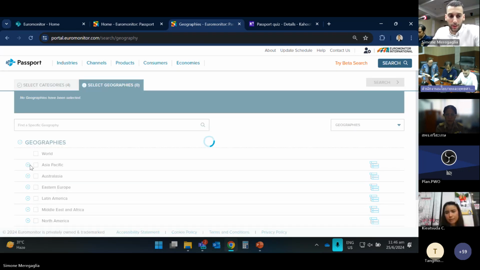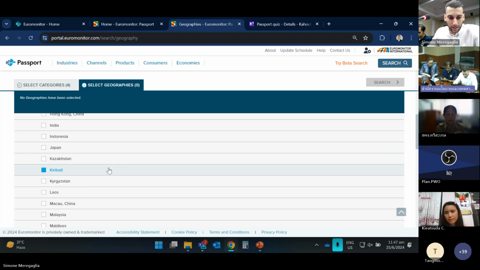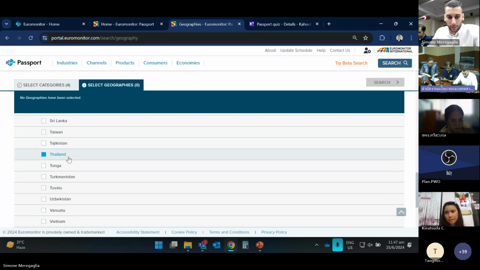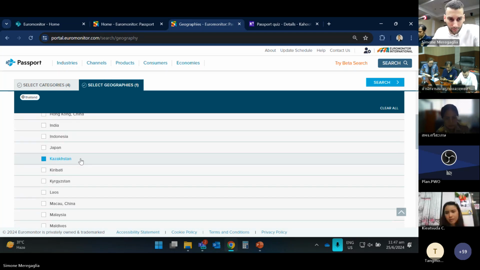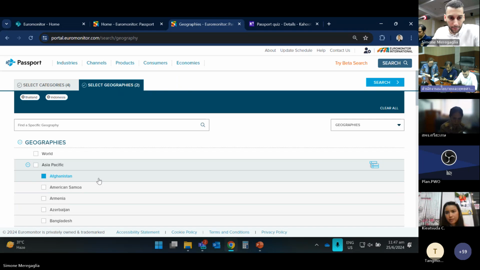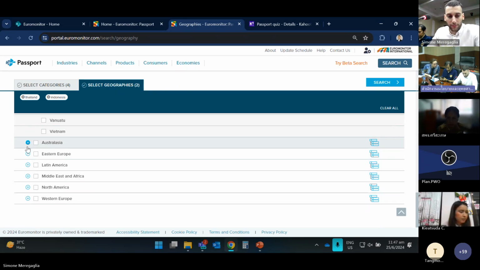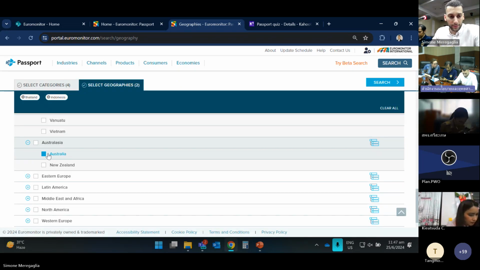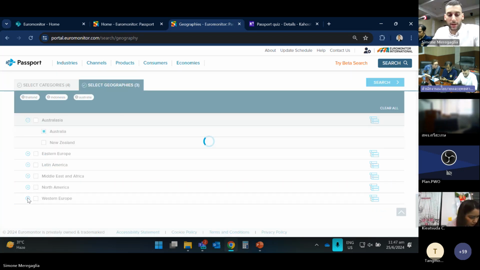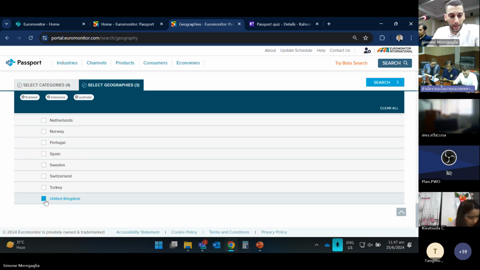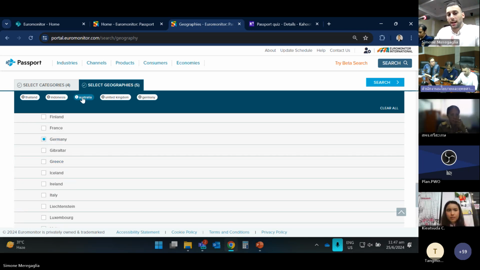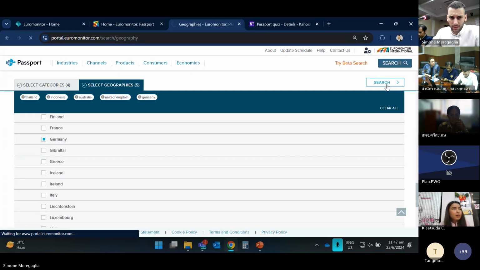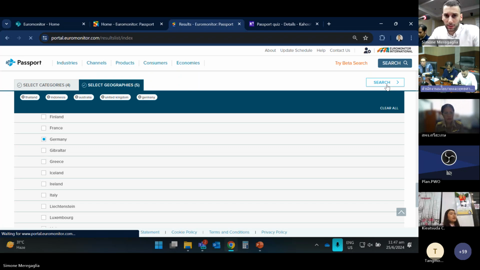And for example, I want to look at Thailand, of course, but I also may want to look at Indonesia as well. Maybe I can also take other countries outside of APAC, for example, Australia. Then I also want to benchmark against, for example, the UK or, I don't know, Germany again. And then once I have selected the countries that I want to compare this data, I can click on search. Bear in mind, you could select all the countries that you want.